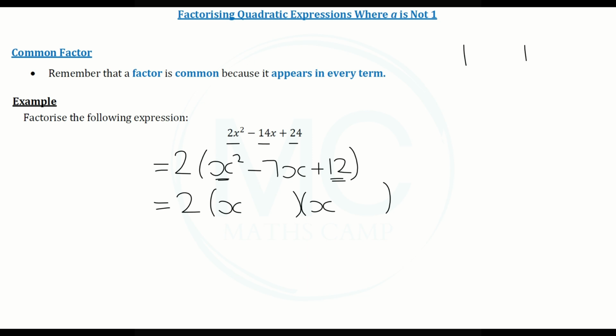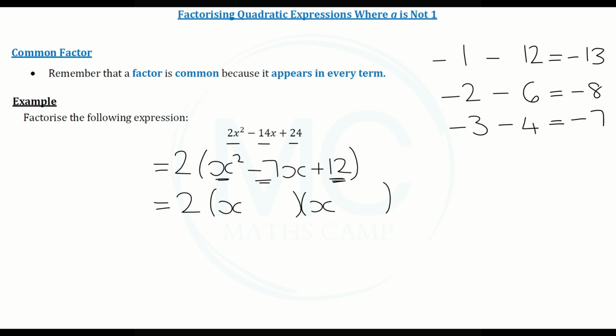We have 1 and 12, 2 and 6, and 3 and 4. 12 is positive, which means both factors will be positive or both will be negative. The coefficient of x is negative 7, so we know that both factors will be negative. So we say negative 1 minus 12, and we get negative 13. Negative 2 minus 6 gives us negative 8. Negative 3 minus 4 gives us negative 7. This is the coefficient of x over here. So we can see that in the brackets, we will have x minus 3 and x minus 4.